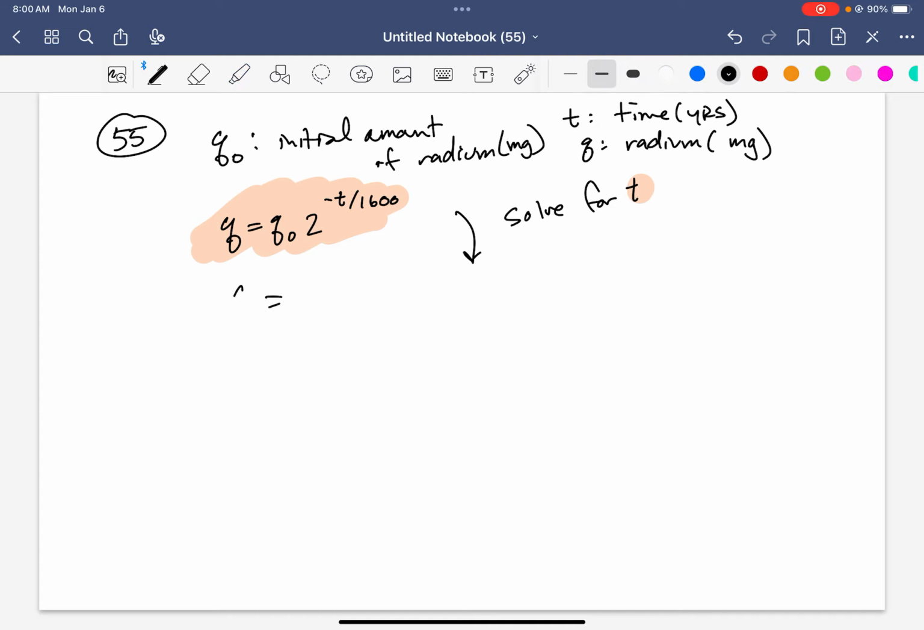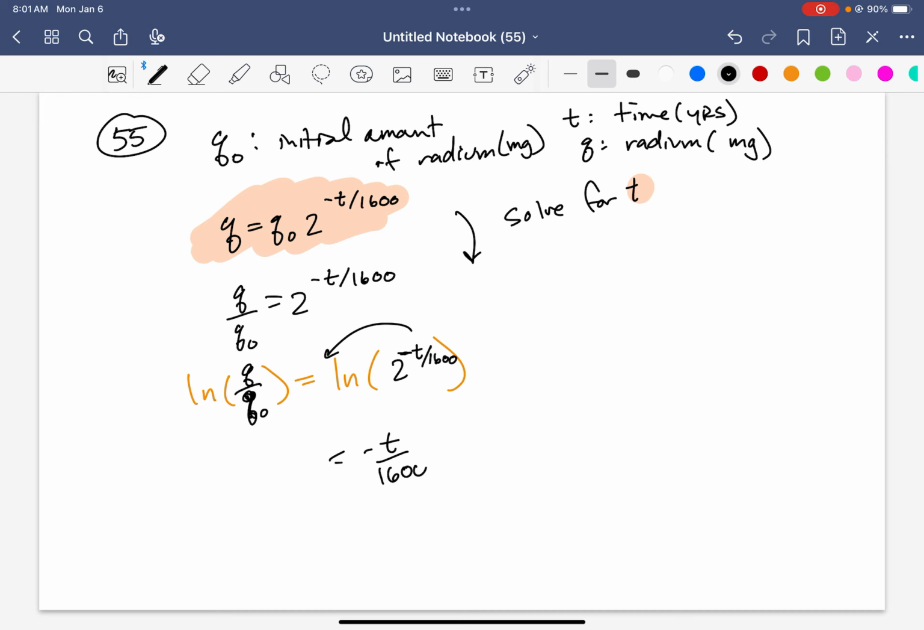So first thing I'm going to do is divide and get 2 to the negative t over 1,600. Well, then I want to be able to pull this exponent down. So I'm going to take the natural log of both sides. So Q over Q naught is equal to 2 to the negative t divided by 1,600. Well, then that allows me to pull the negative t over 1,600 down front. And then I can divide.